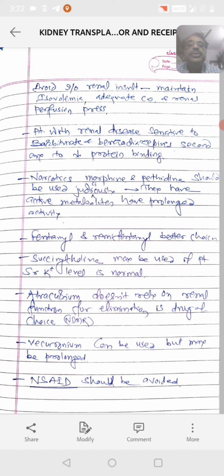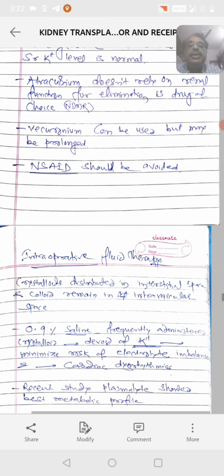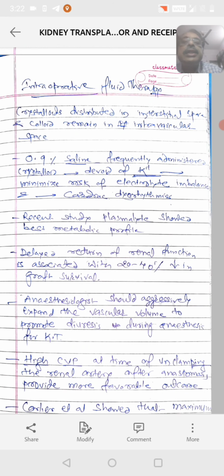Succinylcholine may be used if the patient's serum potassium level is normal. Atracurium doesn't rely on renal function for its elimination, so it is the drug of choice. Vecuronium can be used, but it has prolonged effects. NSAIDs should be avoided. Now we will see about intraoperative fluid therapy.